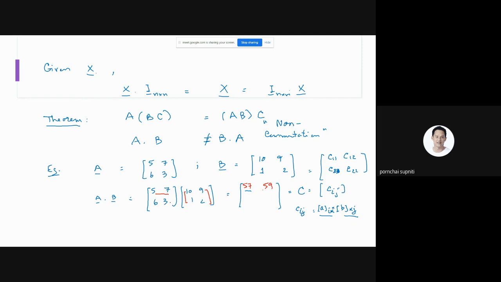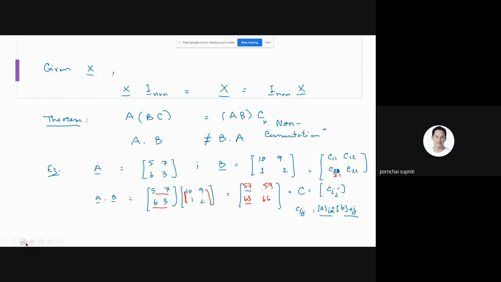Almost done. The next one is C21. So we multiply row 2 with column 1. What do we get? 63. Yes, 63. And lastly, 66. Okay, 66.